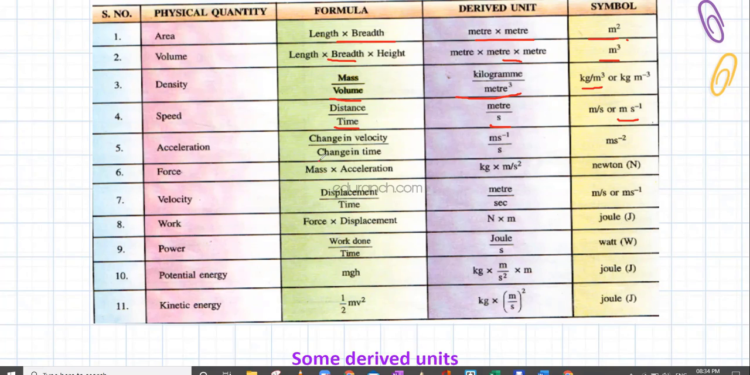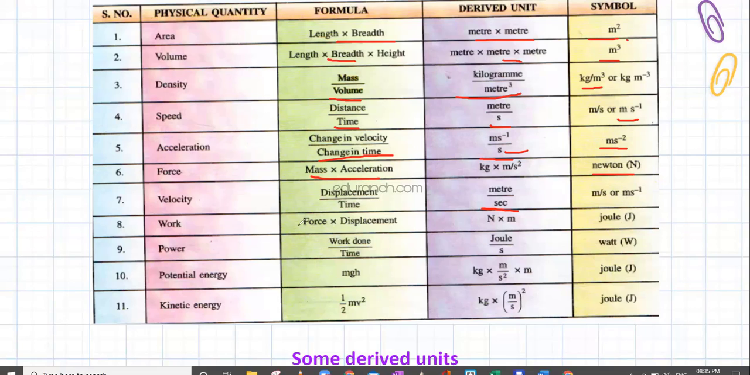Acceleration is the change in velocity over change in time. So the formula is m into s to the power minus 1 by s. Now if we take this s up, it becomes m into s to the power minus 2. Force is mass into acceleration, which is kg into meter per second square, and this gives us the symbol Newton. Velocity is displacement by time, which is meter by second. So the unit is m by s or m into s to the power minus 1.